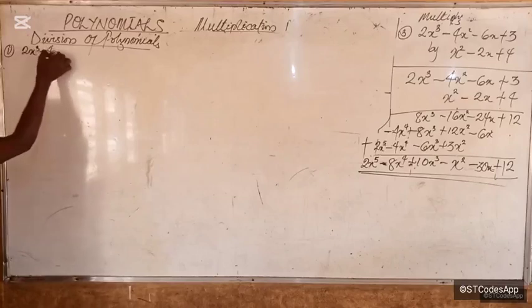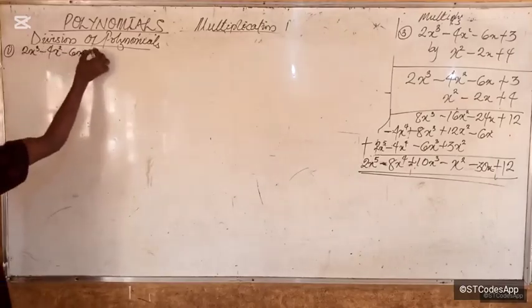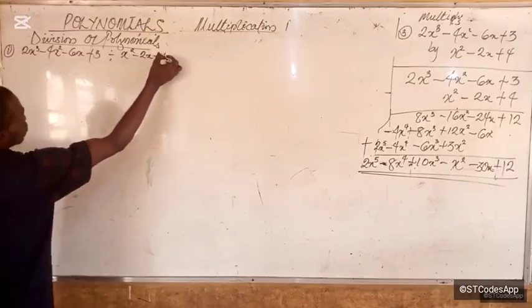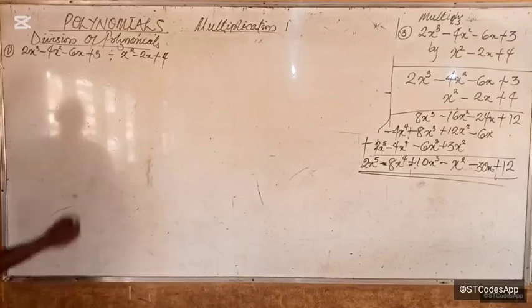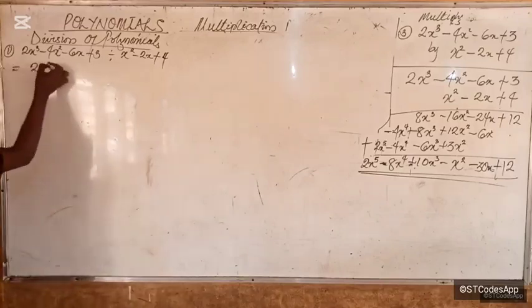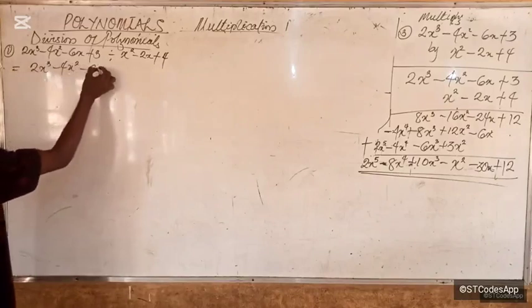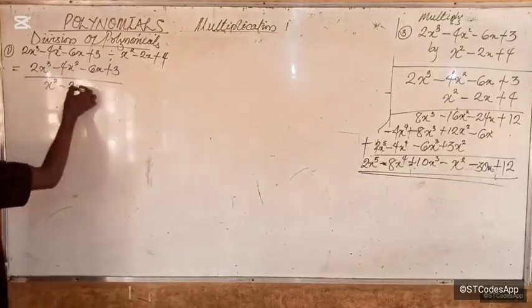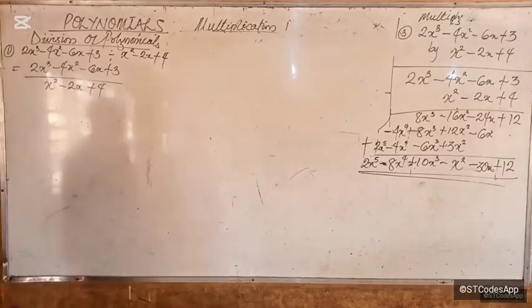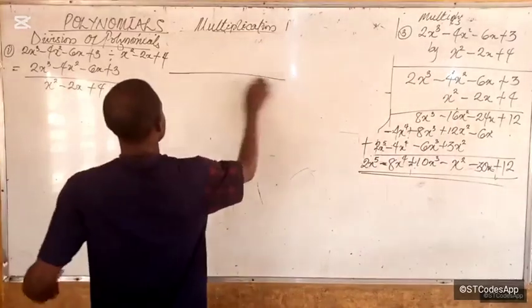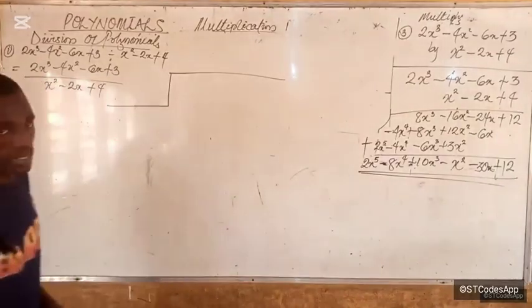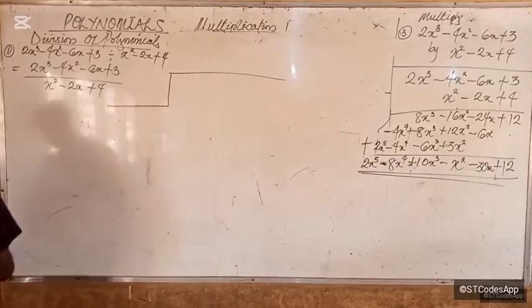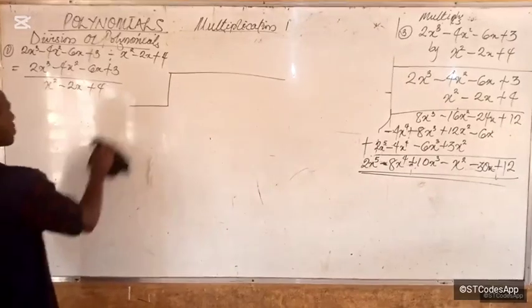2x cubed minus 4x squared minus 6x plus 3 divided by x squared minus 2x plus 4. So basically what we want to do is 2x cubed minus 4x squared minus 6x plus 3 all over x squared minus 2x plus 4. So the simplest method of division is this. You draw your division line. So division, whatever you call it, the division shape.